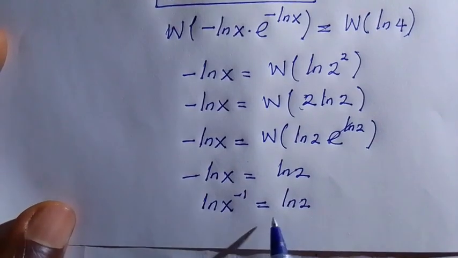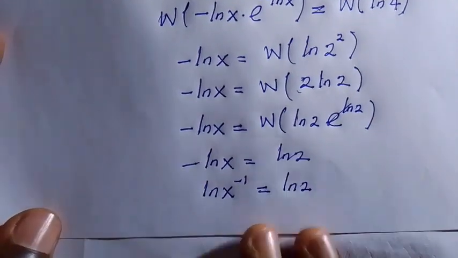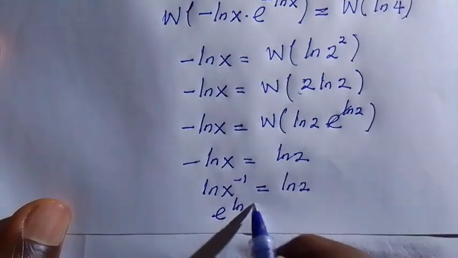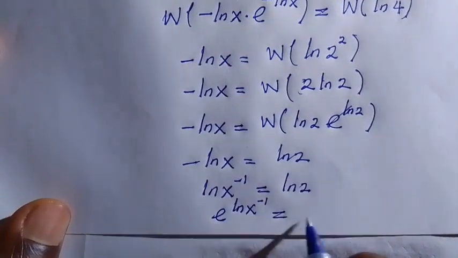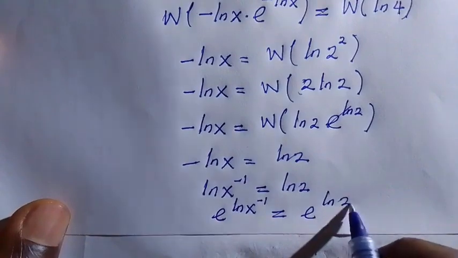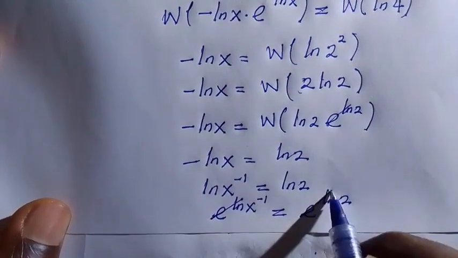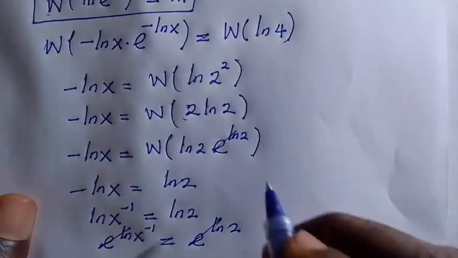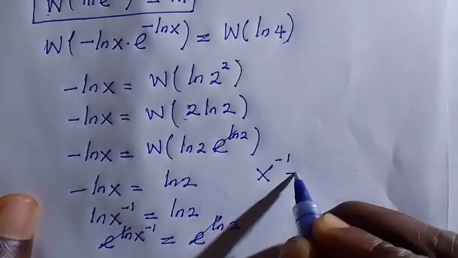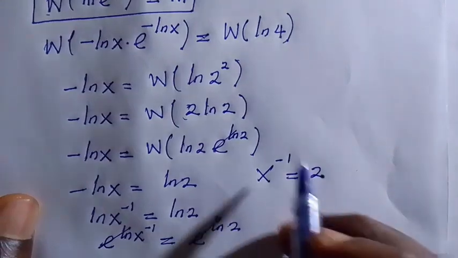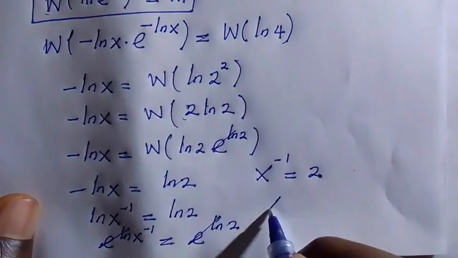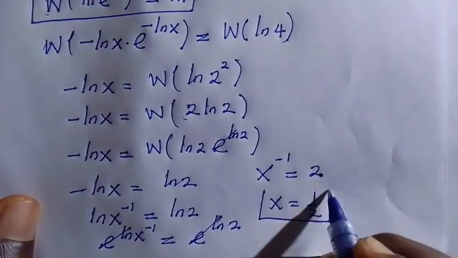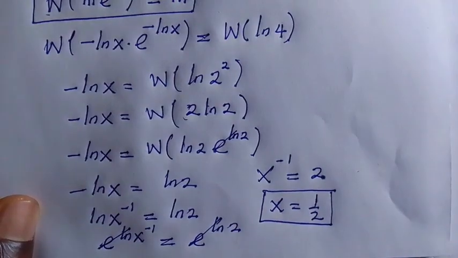So we have to introduce exponential to both sides to get the value of x. By introducing exponential, we have e to the power of ln x raised to the power minus 1 equals e to the power of ln 2. When this cancelled each other, we have only x. So by having x, we have x raised to the power minus 1 equals 2. Then it is obvious that the value of x here equals 1 divided by 2. And here is the solution that satisfies this problem.